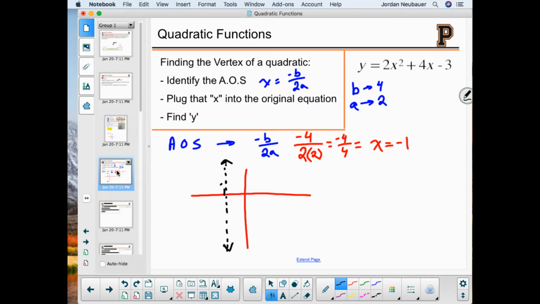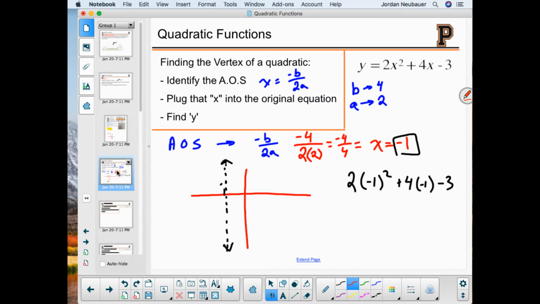All right. Now, to find the vertex, all we have to do, since the vertex will always be on the axis of symmetry, is take negative 1 and just sub it in to the equation for x. So we would get 2 times negative 1 squared plus 4 times negative 1 minus 3. And when we do the math with all this, we'll find that vertex. Make sure we follow order of operations.